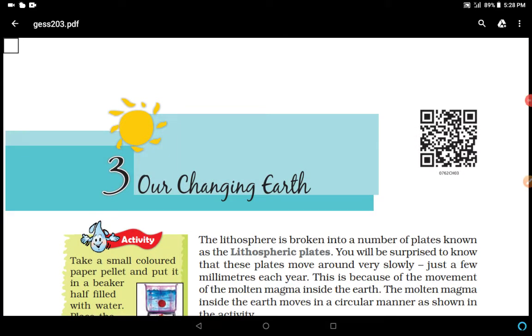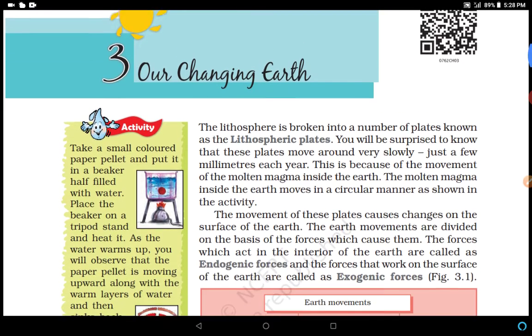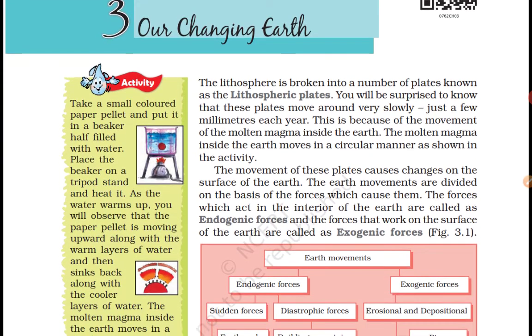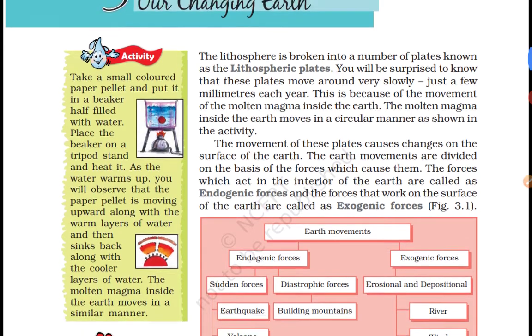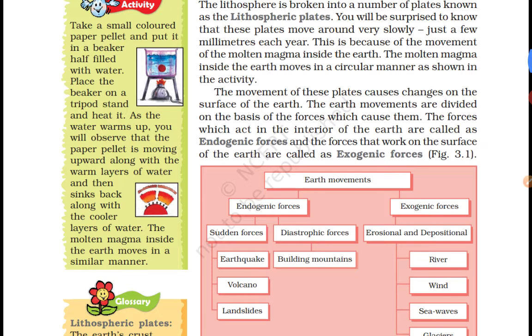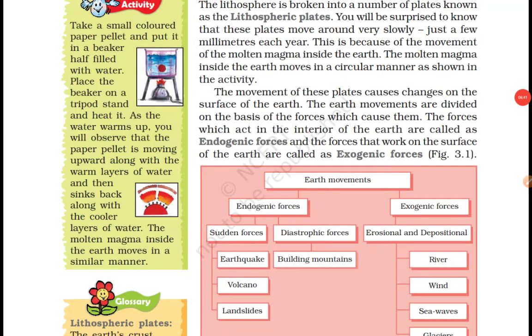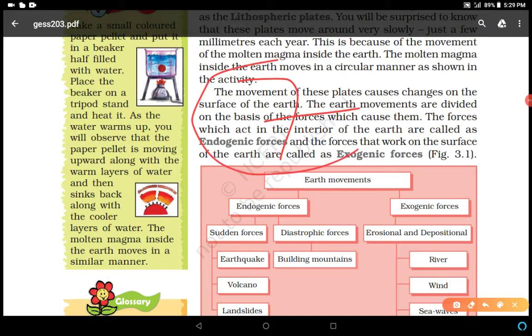So dear students, in this way we completed this chapter. Let's revise again with the help of this chapter, NCERT PDF, Our Changing Earth. In the first video we discussed lithospheric plates, or the theory of tectonic plates, in which we discussed that the earth is made up of 7 major plates and some minor plates, right?